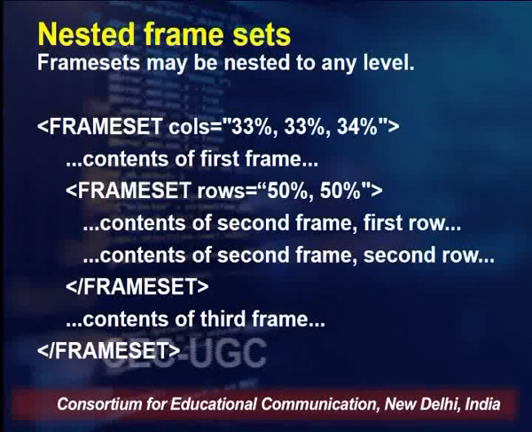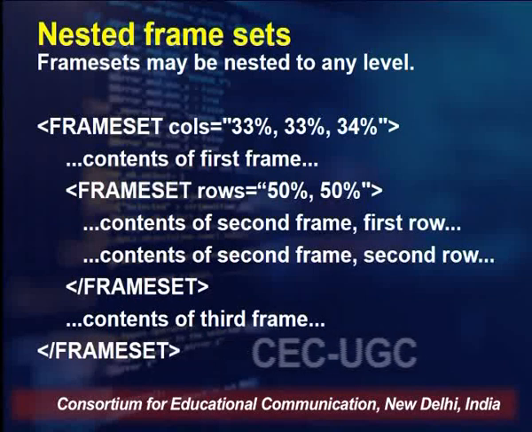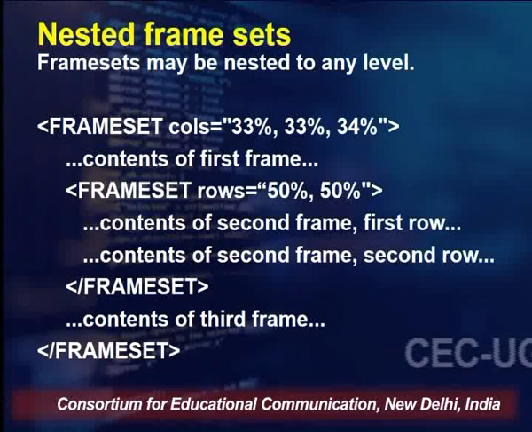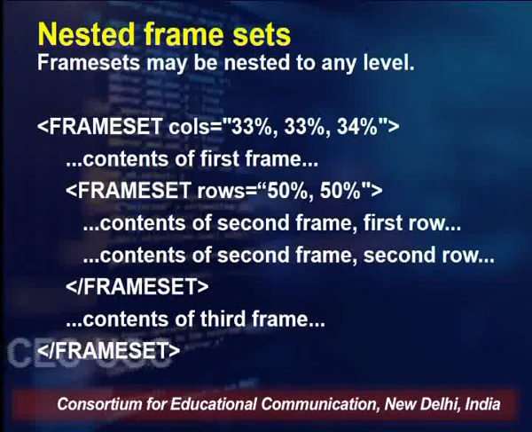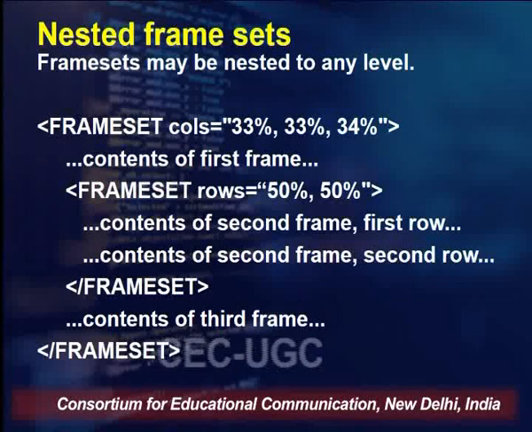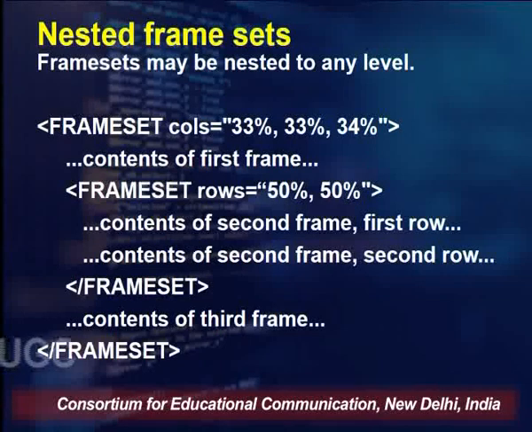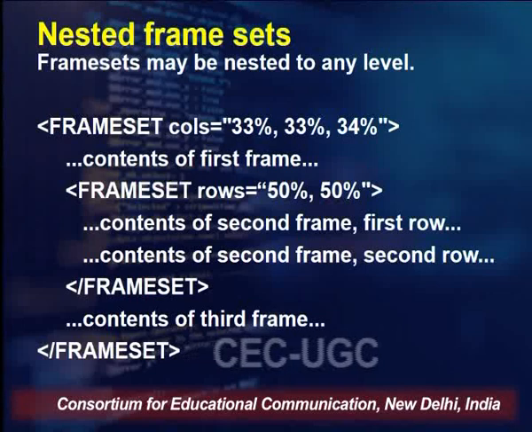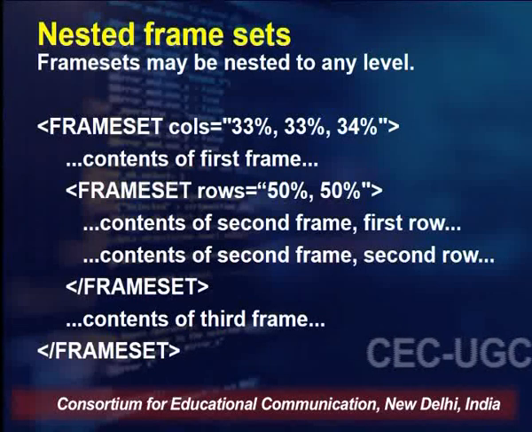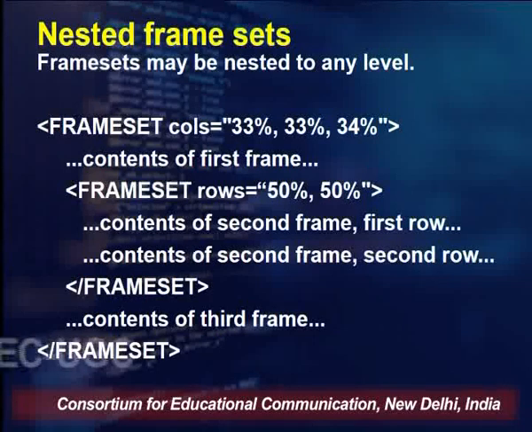Then whenever we are going to deal with the second frame, here again a frameset tag will be there, which says frameset rows is equal to 50%, 50%, and then there will be the contents of the second frame first row, and then the contents of the second frame second row, and the inner frameset is closed here.